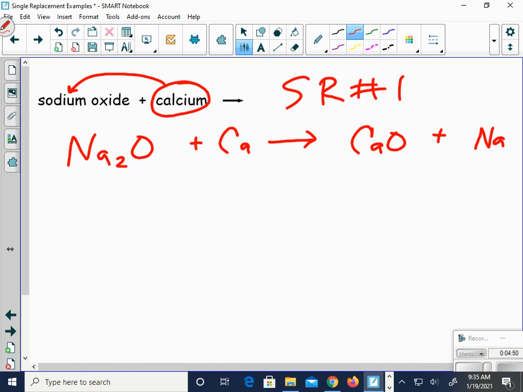So, am I finished with this right here? Am I finished? No, I need to do what? I need to balance this. So I need to put a 2 here in front of the sodium. Now I should have that balanced, correct? So basically, in a single replacement, in my reactants, I'm replacing a single thing.